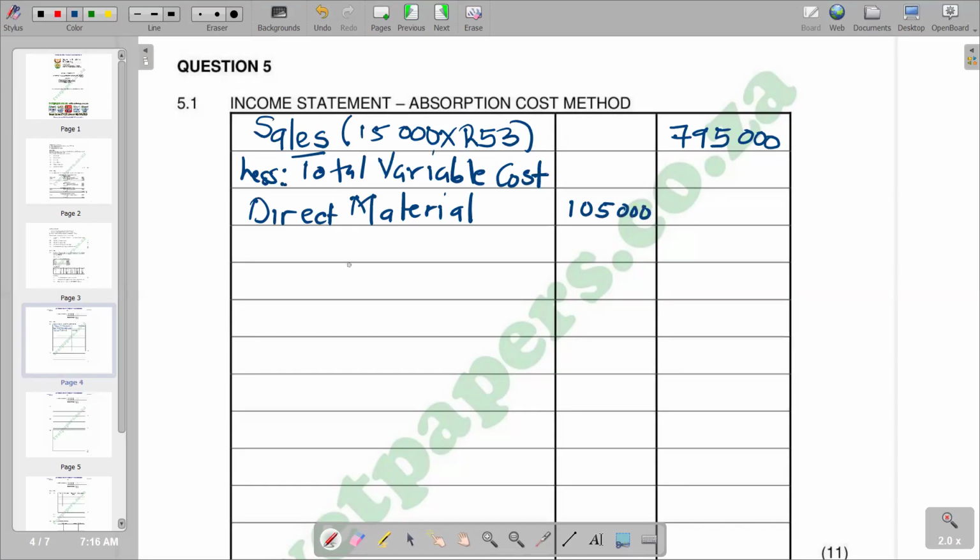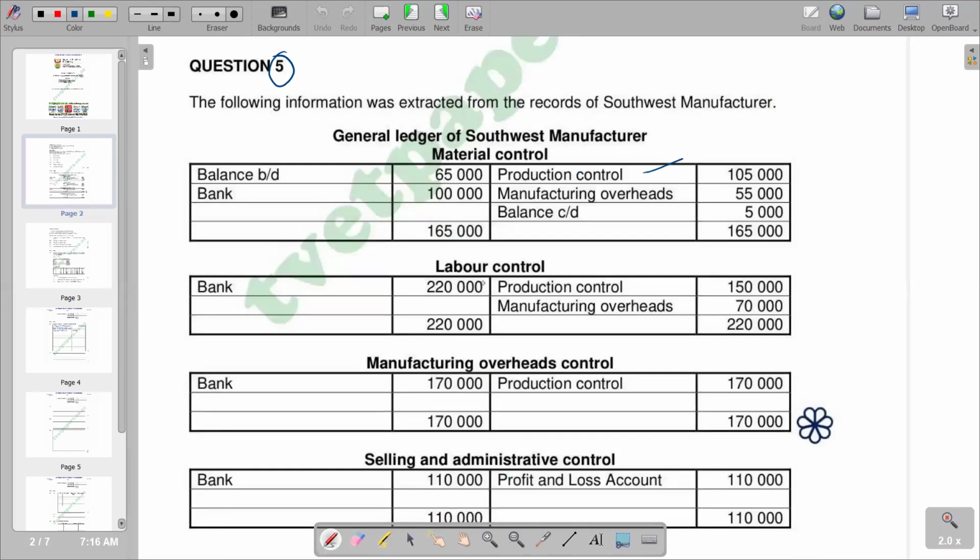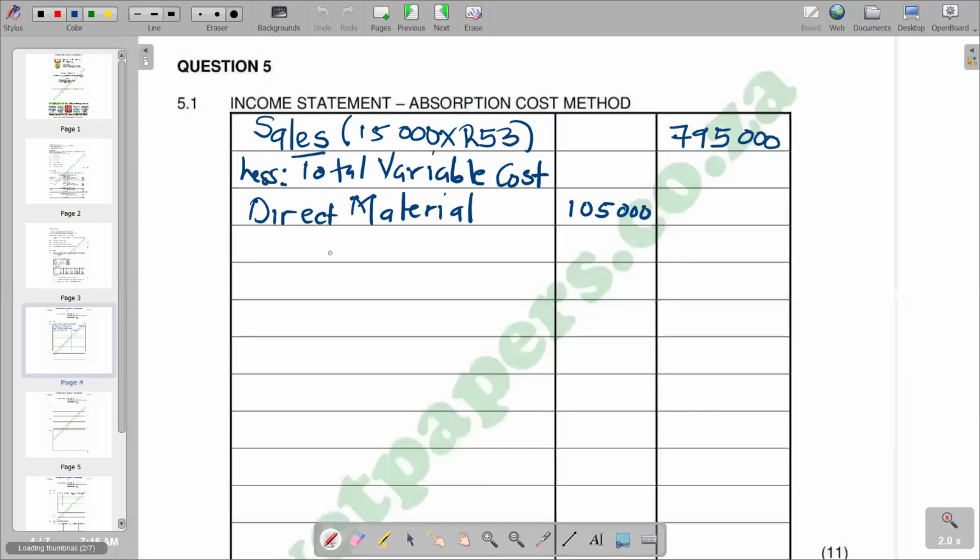Moving forward, you see that the next one that we've got is the one for labor, which is production labor of 150,000. It's also a variable cost. So I'm moving on to that.